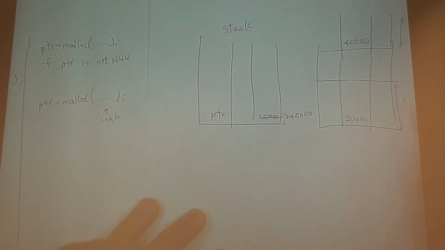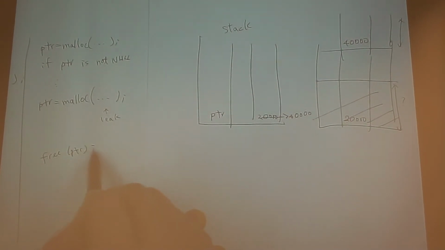What happened to this one? Leak. If you don't have a way to store 20,000, you lose it. If you store 20,000 somewhere, then that's fine. If you don't have a way to store it, then this memory is still yours, but you don't have a way to access it. It's gone. Even if you do free ptr after that, the 20,000 is not going to be freed, right? If you say free here, which one are you releasing? 40,000. So this one has a memory leak.